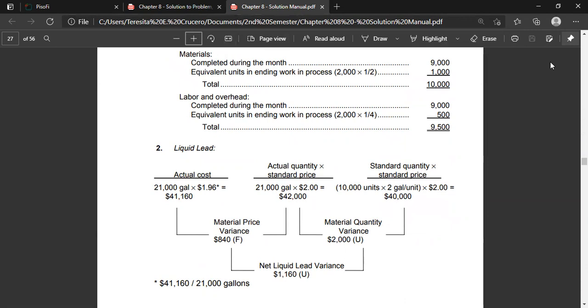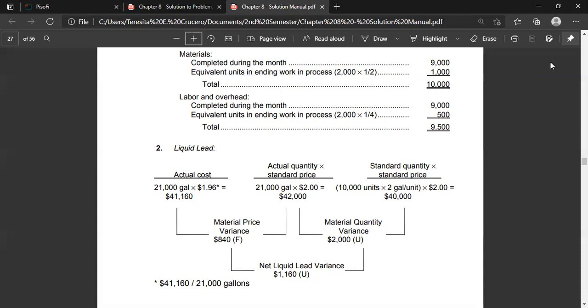The first column, the actual cost, involves the actual gallons times the actual unit cost. So you now get an amount of the actual cost. Here, we have the actual quantity times standard price. So you get now the standard price, which is given at $2 per gallon. So the result is $42,000.